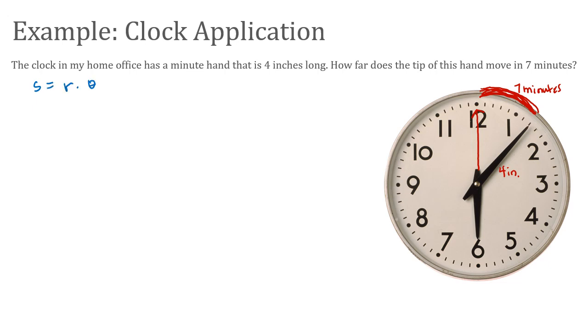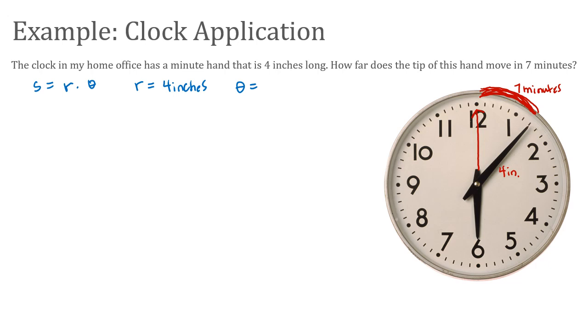So do we know R? R represents the radius, and that's the minute hand. So we're going to say that R is equal to 4 inches. All right, theta. Do we know what theta is in radians? We do not. We know what theta is in minutes, but we don't know what theta is in radians.